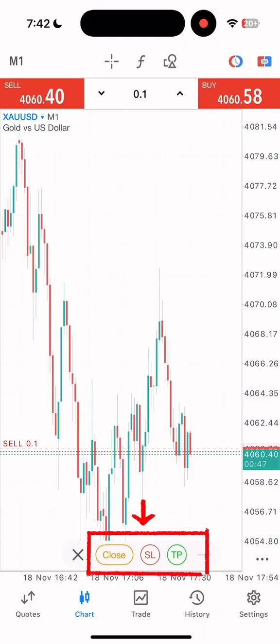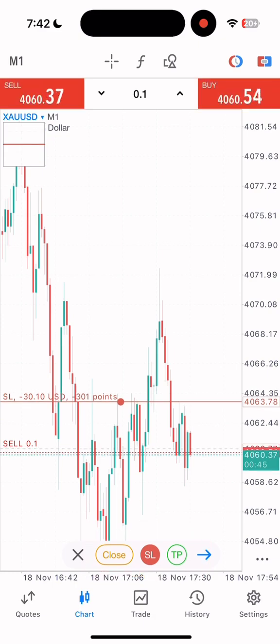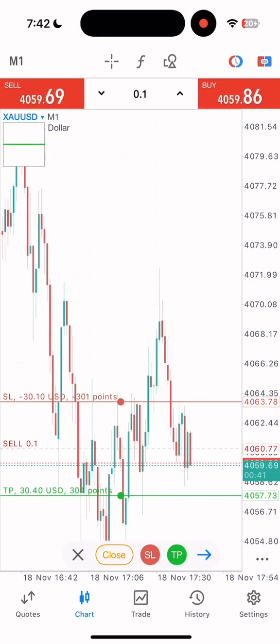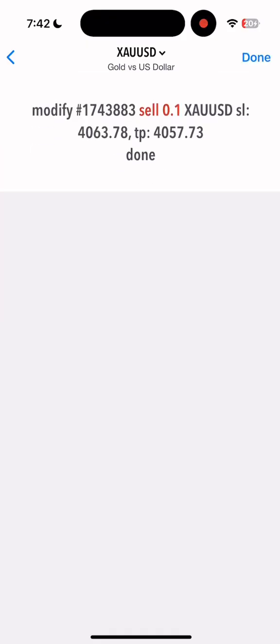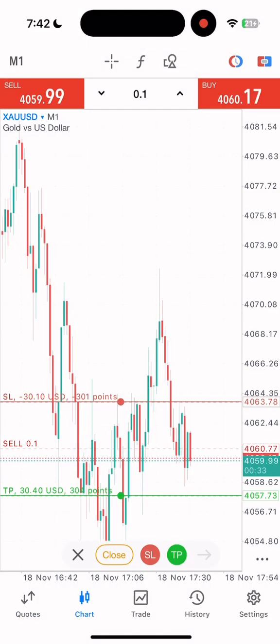You could also add your stop loss and take profit straight from the chart, and then you can drag it to wherever you want it to go. For this example, let's do a 30-point stop loss and a 30-point take profit. Remember, when you hit sell, your stop loss is going to be above price and your target's going to be below price. Now that we have our stop loss and take profit in place, there's nothing else for us to do. We're just waiting for it to either hit our stop loss or our take profit.